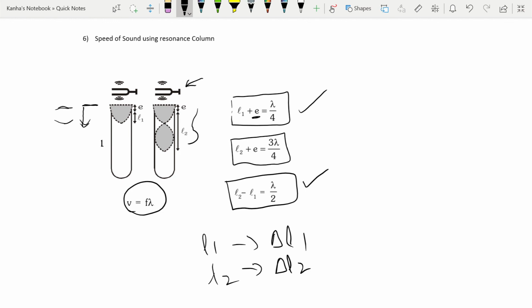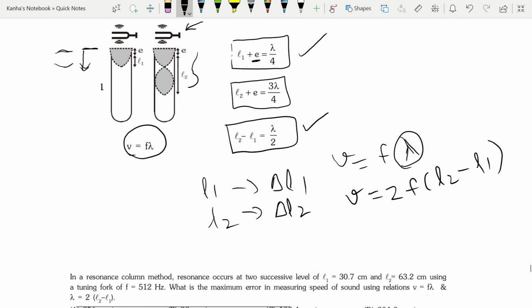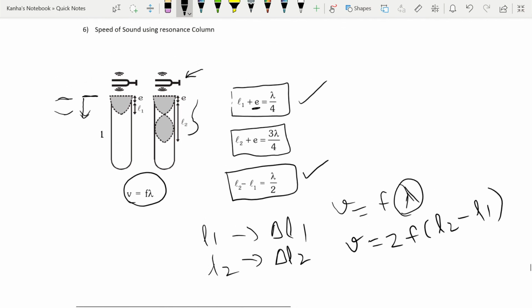Okay, so you can see that if I want to determine v, v is equal to frequency into lambda. Frequency is fixed, so lambda varies, right? Now lambda is equal to 2 times (L2 minus L1). So v is equal to 2 times f times (L2 minus L1). This is velocity. Okay, so if I have to find velocity, you can easily see that my errors will propagate into the error in the velocity. So if I want to calculate velocity, it will include terms of delta L1 and delta L2.